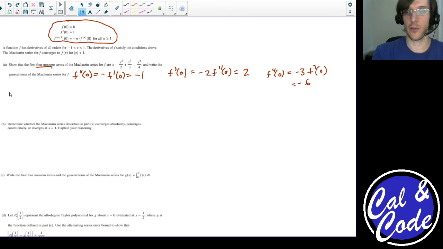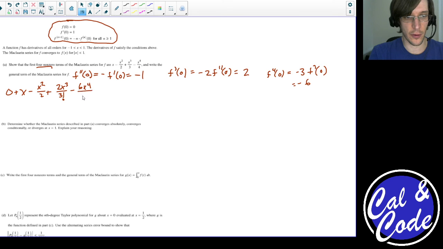And so what I would end up with when I work out the Maclaurin series is 0 plus x minus x squared over 2 plus 2x cubed over 3 factorial minus 6x to the fourth over 4 factorial plus dot dot dot.